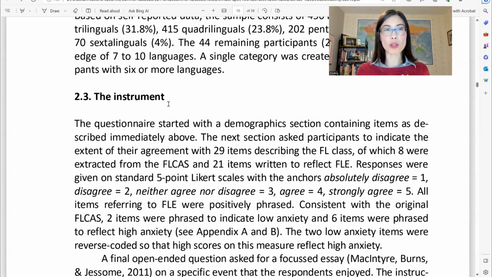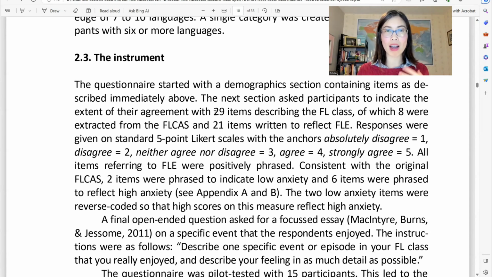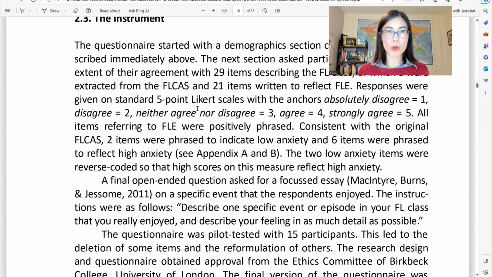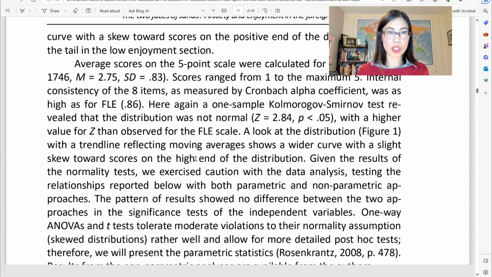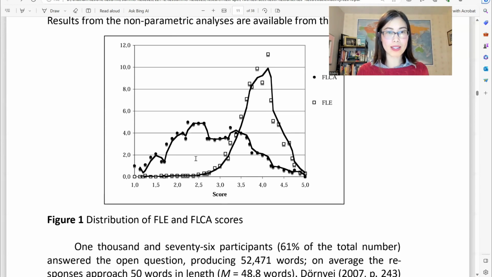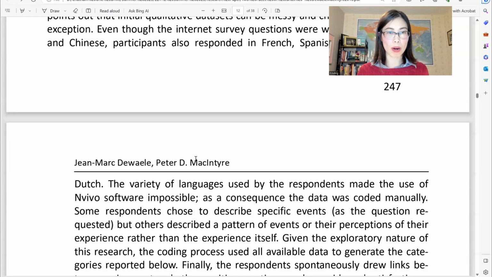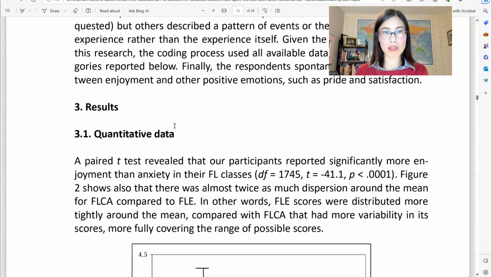Now, the instrument is also really important to describe in your paper. And in this case, they had 29 items in their questionnaire, and 8 of them were about foreign language classroom anxiety, and 21 reflected foreign language enjoyment. They also used the 5-point Likert scale. You also need to describe how you analyzed the data exactly, what kind of statistics you generated from your data. So those are some really important parts of the method section in your paper. Okay, so I'm going to stop here, and in the next video, I'm going to review some results from this paper also.